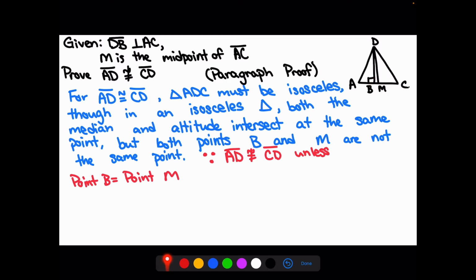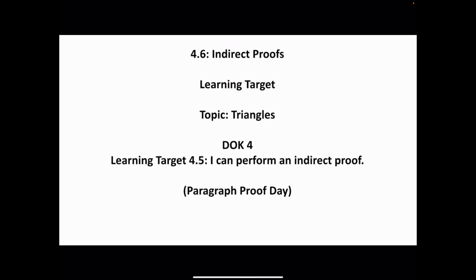Now, this is what we call an indirect proof, and that's exactly what we're going to be covering today. All indirect proofs will be paragraph proofs, and they'll all have a very unique style of writing them. We'll see this style in just a minute, but it's going to be very consistent every time that we do these types of proofs. So, let's go ahead and get started. Today we're going to be doing 4.6 indirect proofs. Our learning target is: I can perform an indirect proof, which we just did on the previous page.